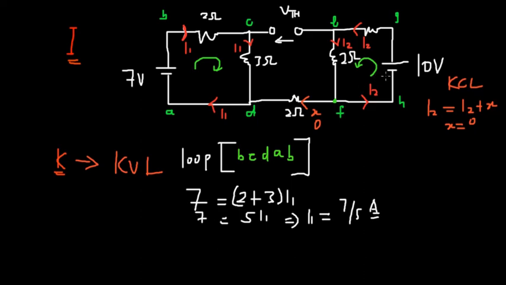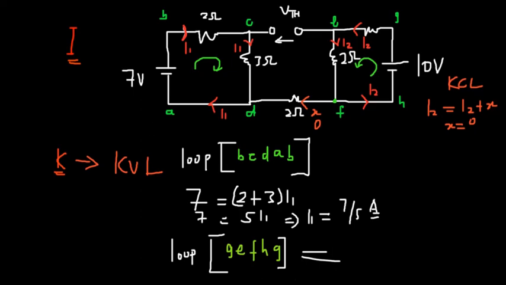Yes, let's move on. Now let's apply the KVL to this portion, the far left. I have loop G, E, F, H, G. So let's simplify that too.